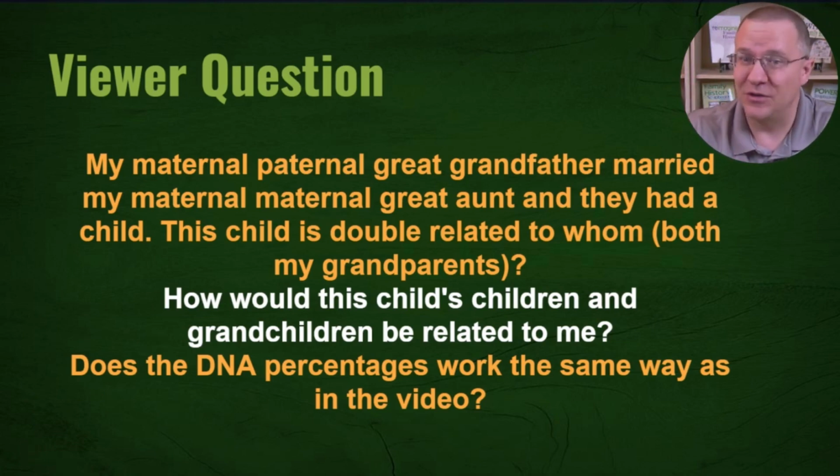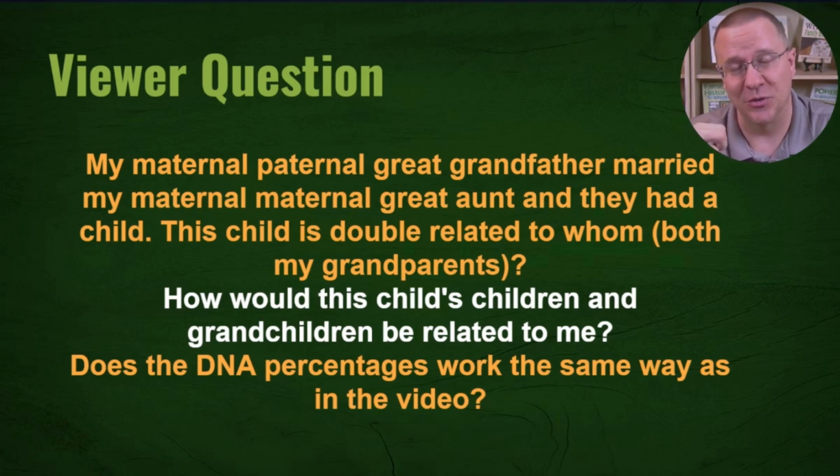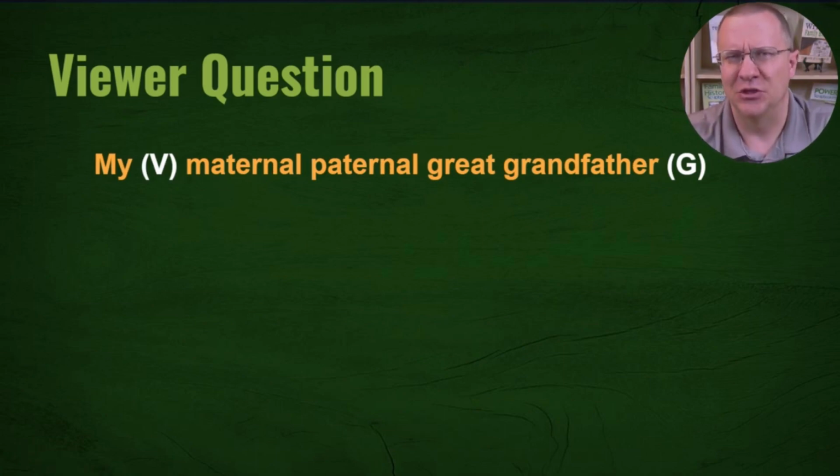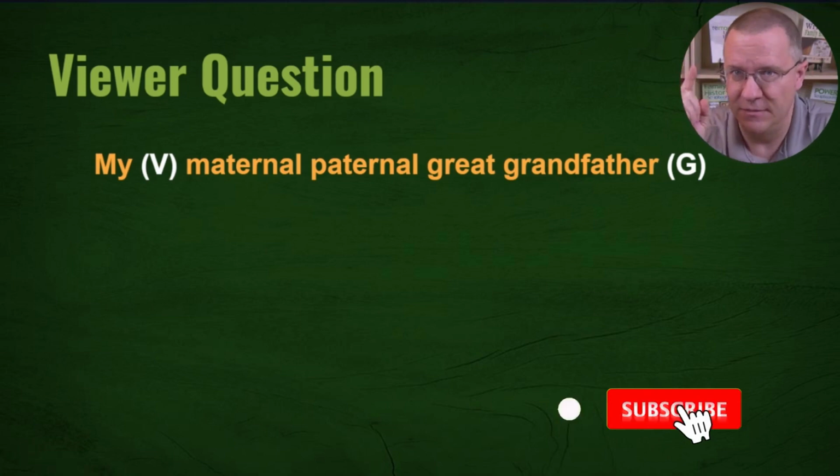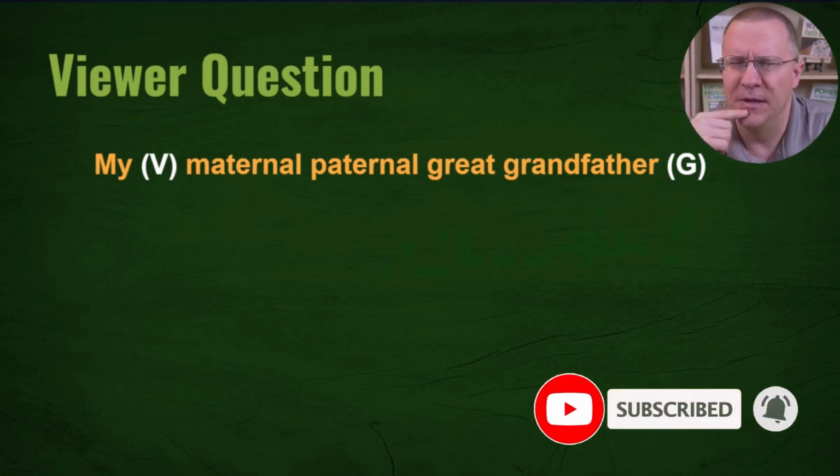And to do that, we're going to follow a lot of the same principles we followed in some of the other videos. First, we're going to break down the question. We're going to draw it out and see if we can't figure out an answer to this viewer's question. So let's begin with this first sentence. We have, so this person we'll just call V for the viewer, my maternal paternal great-grandfather. So that's going to be G.